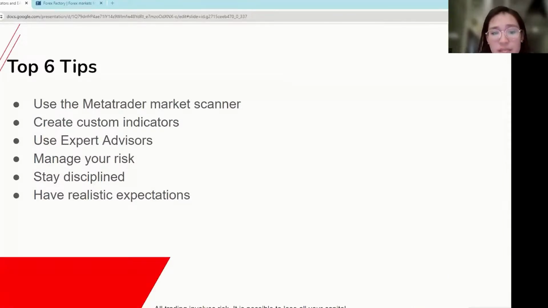Firstly would be to use the MetaTrader Market Scanner. Second, create custom indicators, use EAs. So we already went through at the start how to create your own custom indicators and use EAs. Fourth would be to manage your risk, and we'll go through some tips on how to do that. Stay disciplined and have realistic expectations. So let's talk a bit about how to manage your risk now.